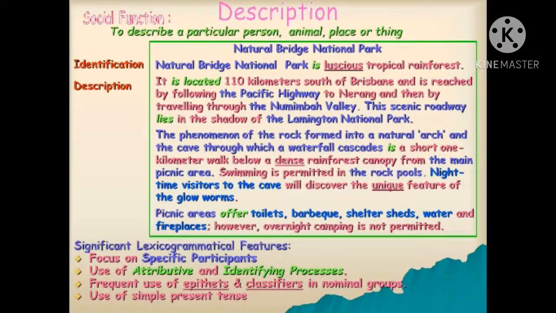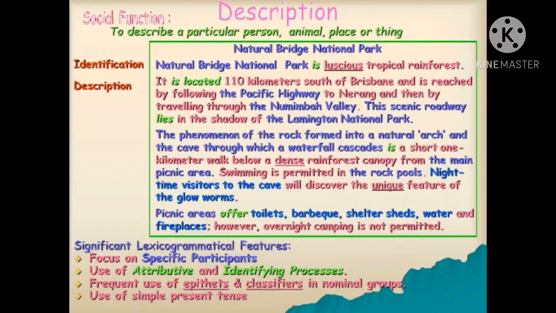Okay, so this is a descriptive text. Like I said in the previous video, this is the social function. The social function is to describe a particular person, animal, place, or thing. So there is identification and description, and significant lexicogrammatical features. These are focus on specific participants, use of attributive and identifying processes, frequent use of epithets and classifiers in nominal groups. The last is use of simple present.